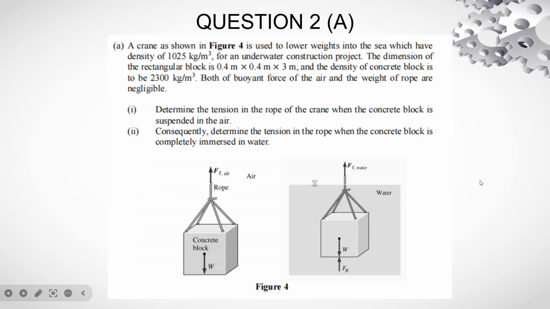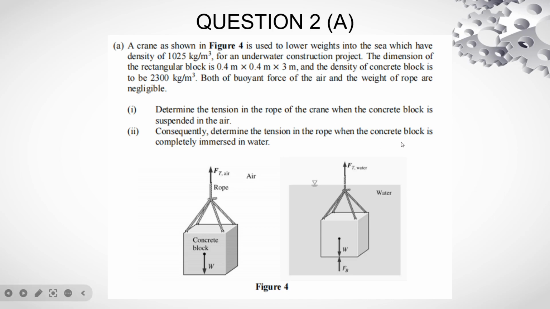So, for my first question is question 2a. A crane as shown in figure 4 is used to lower weight into the sea, which has a density of 1025, for an underwater construction project. The dimension of the rectangular block is 0.4 meter times 0.4 meter times 3 meter, and the density of the concrete block is 2300. Both the buoyant force of the air and the weight of the rope are negligible.